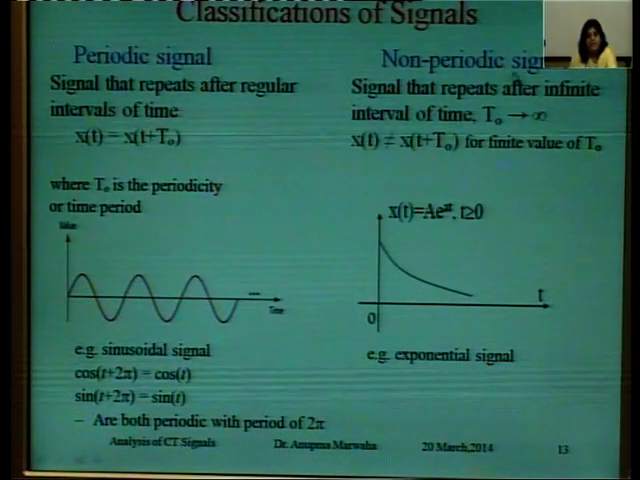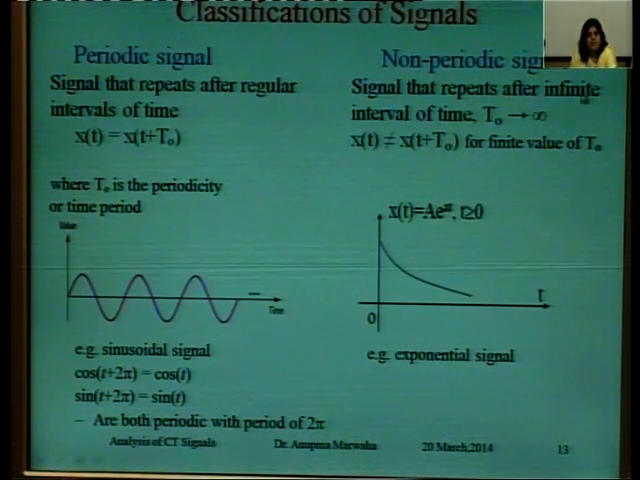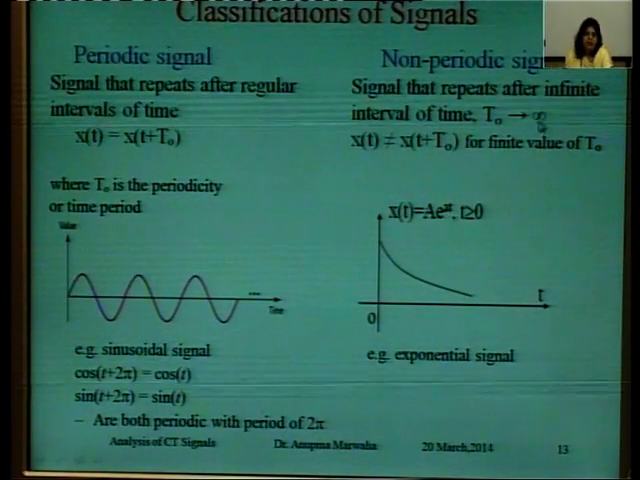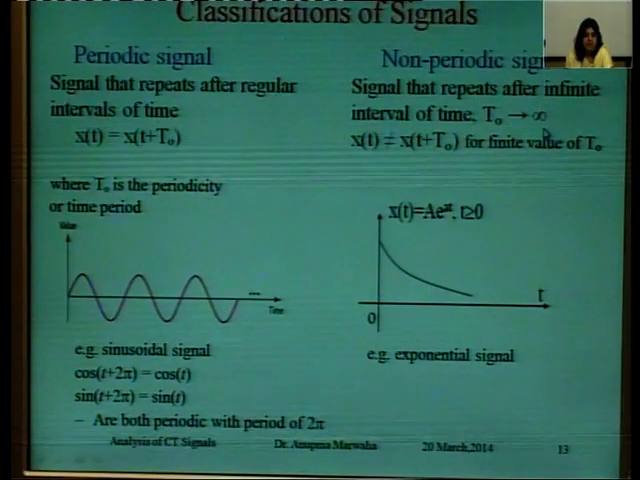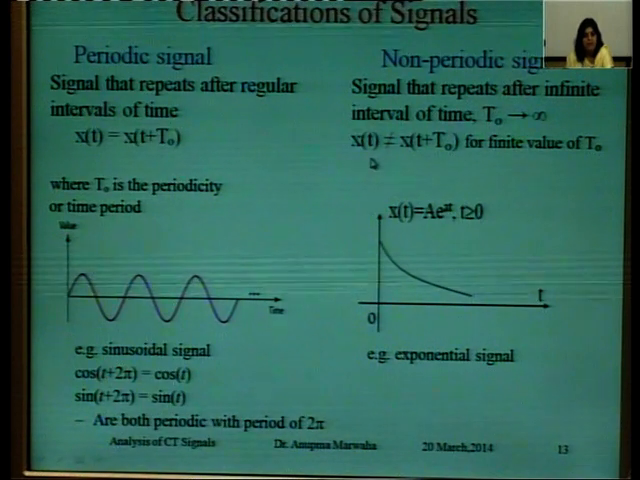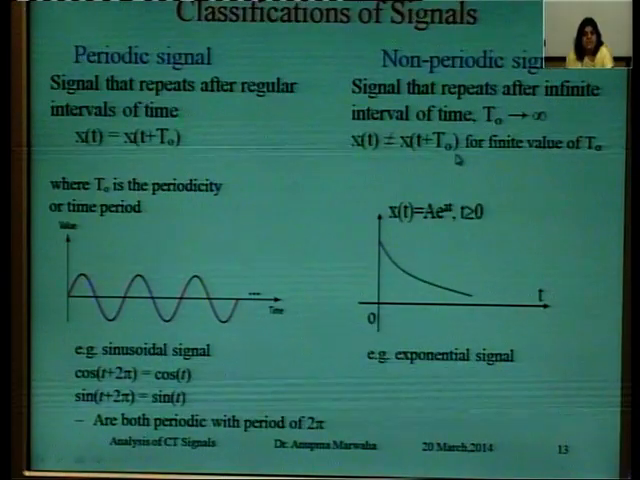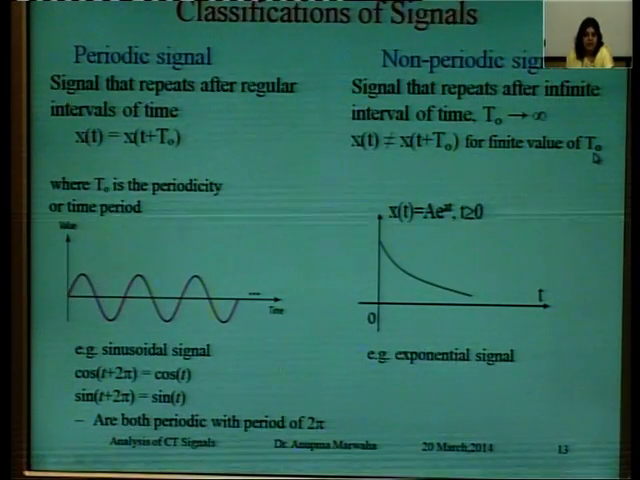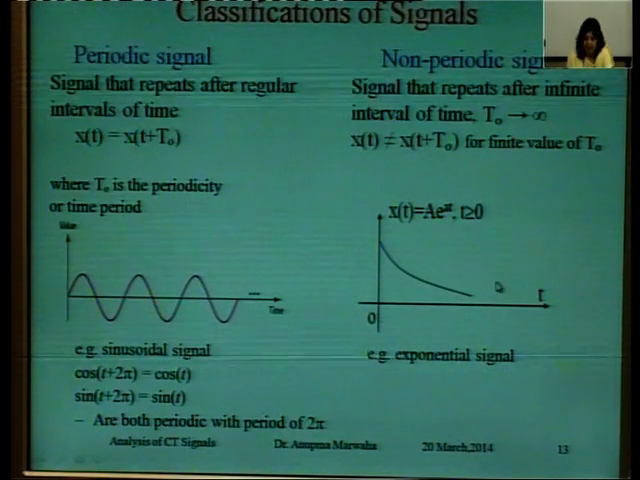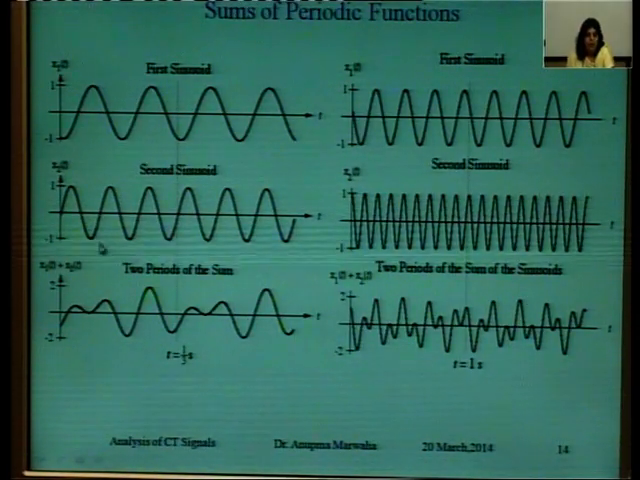Now, a non-periodic signal is that which does not repeat itself, or we can say a signal which repeats after an infinite interval of time, that is, the time period will be infinity. That means the signal repeats after infinite time period, or practically it is not repeating. Mathematically we can say that x(t) is never equal to x(t plus t naught) for finite values of t naught. An example is the exponential signal. We can see that it is not repeating till t is infinite. These are a few examples.